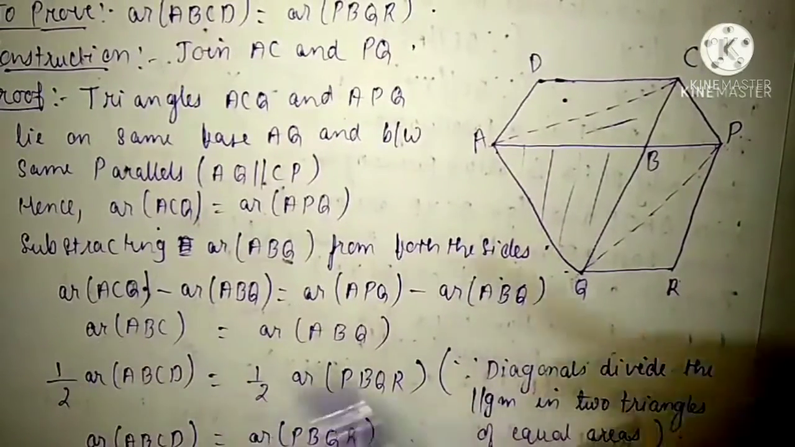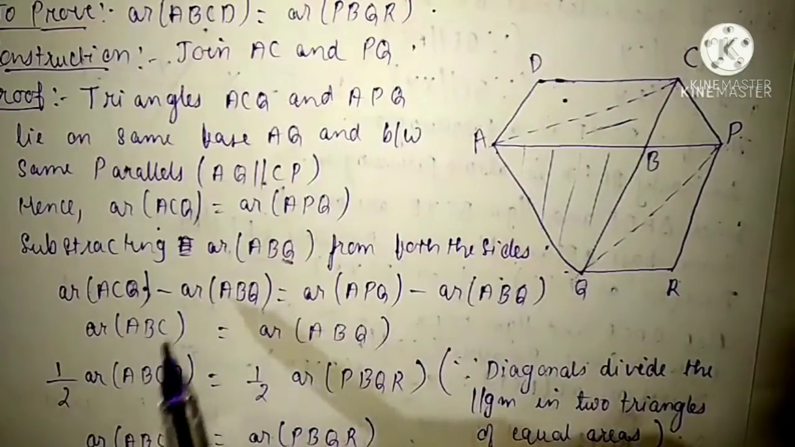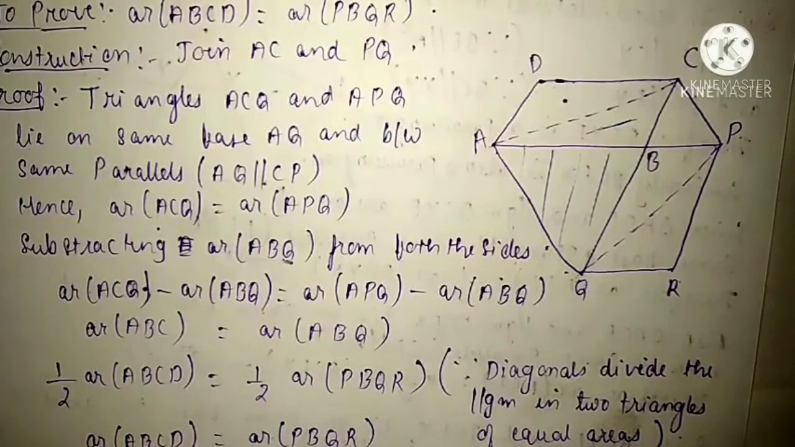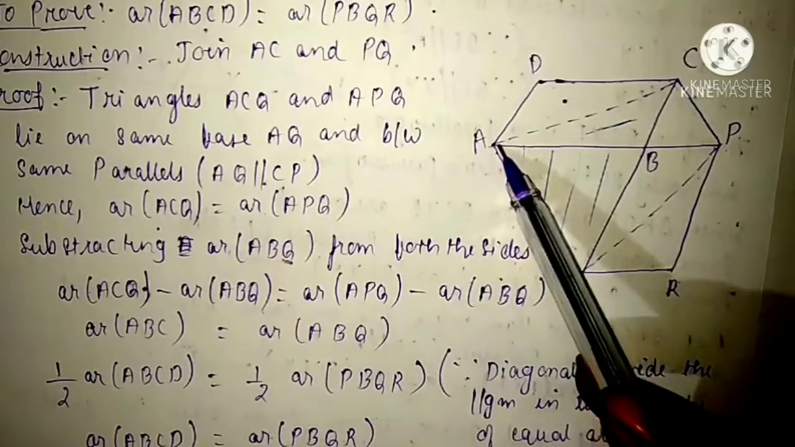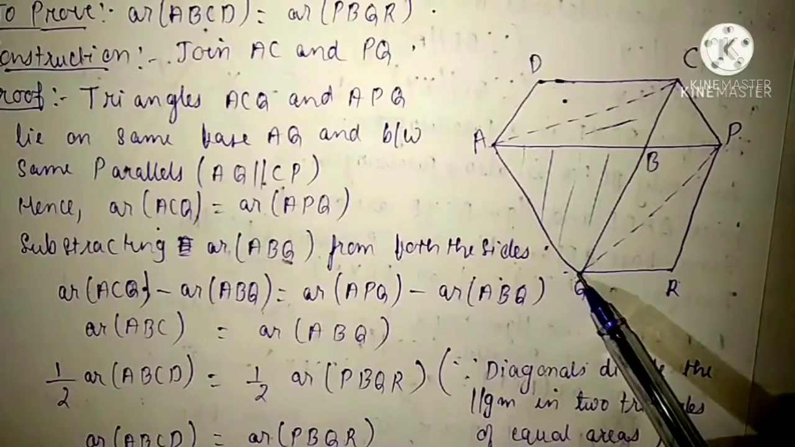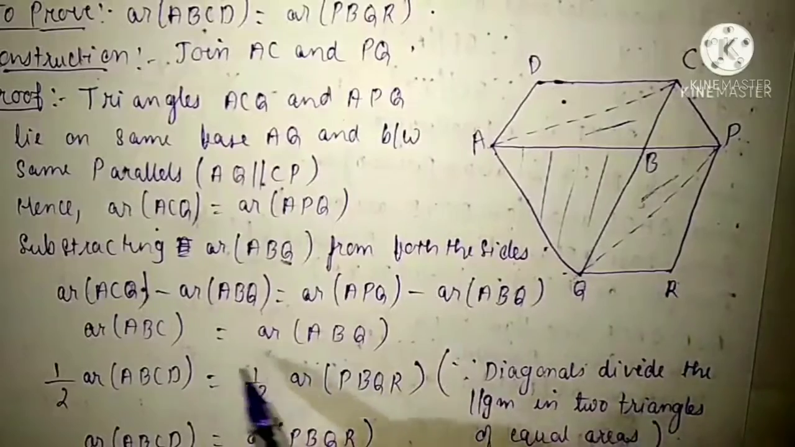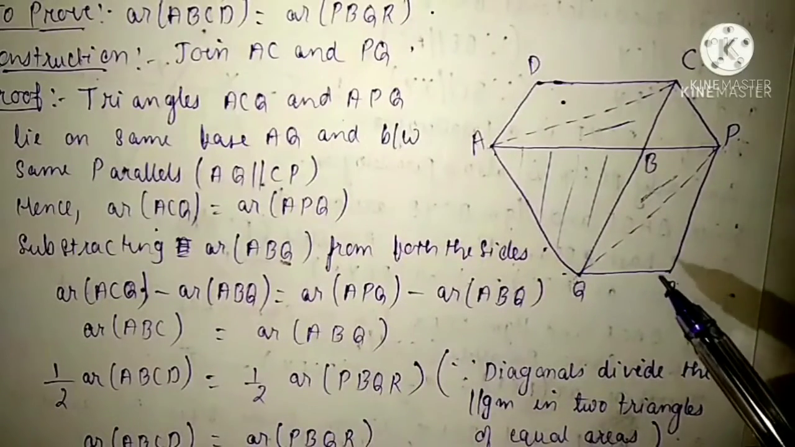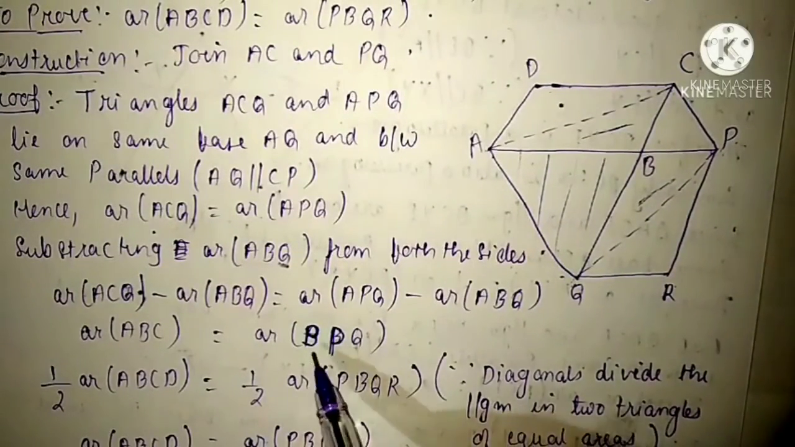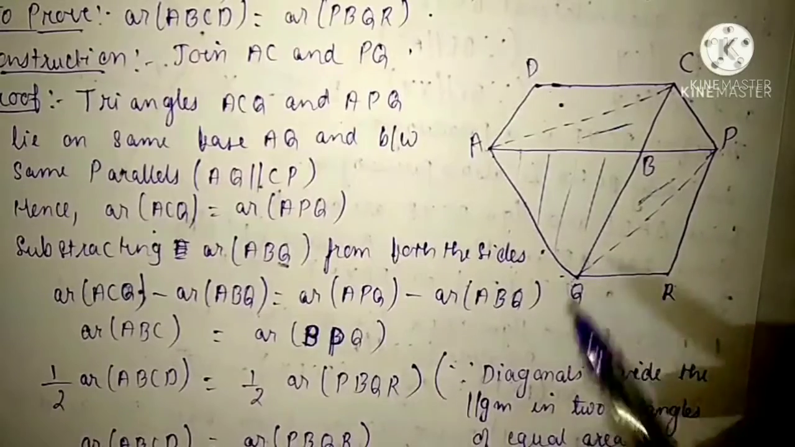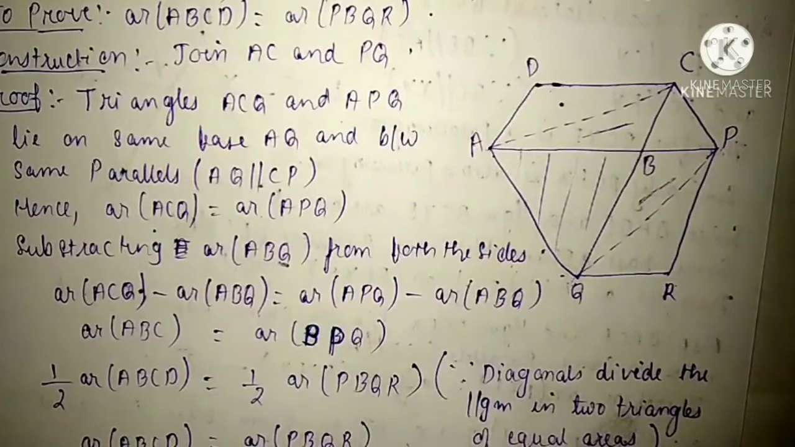So this will be equal to area of ABC, okay. So in LHS what will come? Area of ABC. Then is equals to, what is next? APQ. Now from this, if we will subtract this ABQ, what is left? This part. So RHS will be equals to area of BPQ. This part is left, okay. So area of ABC equals to area of BPQ.